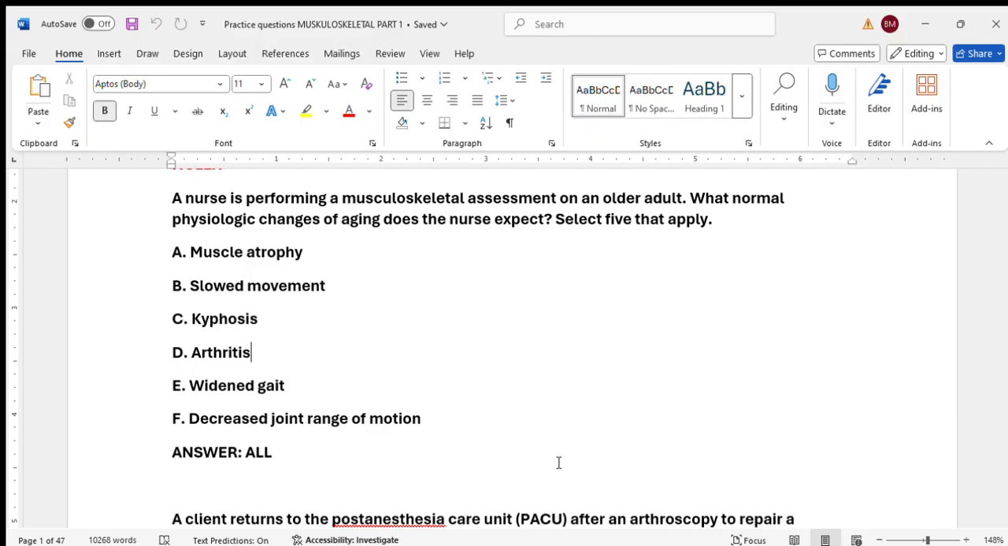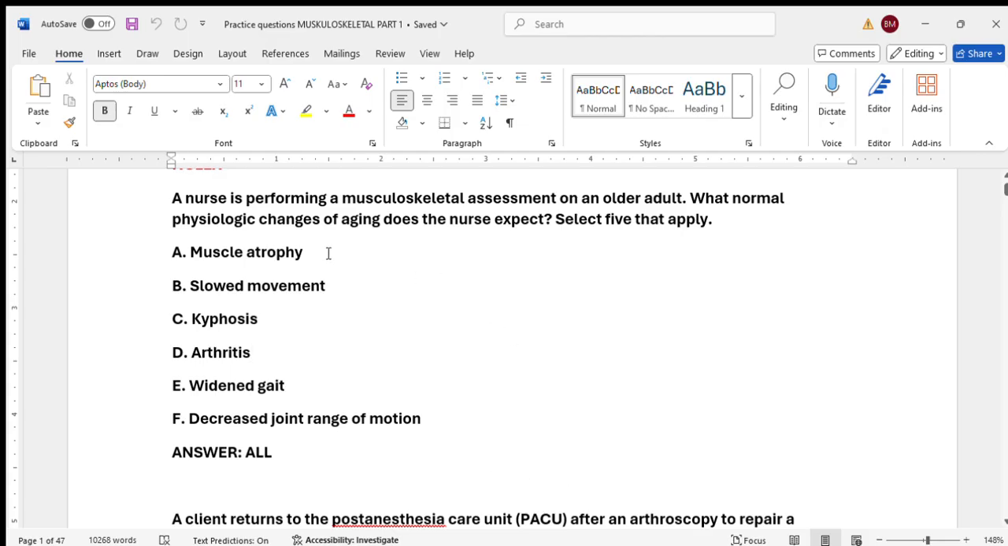A nurse is performing a musculoskeletal assessment on an older adult. What normal physiologic changes of aging does the nurse expect? Select the 5 that apply. So for example, you have the muscle atrophy, you have the slow movement, kyphosis, arthritis, weakening gait, decreased joint range of motion, and the answer is all. Okay, I know it says 5 that apply, but the answer is basically all of them.